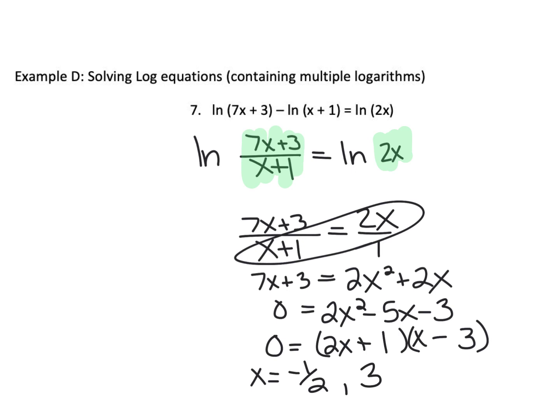Now, let's go and see what happens, especially this negative 1/2. We've got to be cautious about it. If I plug that in, this negative 1/2, am I going to have a negative argument anywhere? I sure do. 2 times negative 1/2. I'm not going to be able to take the ln of negative 1. That's non-real. Okay, so I know that this solution here is extraneous. So x equals 3 is my only solution.